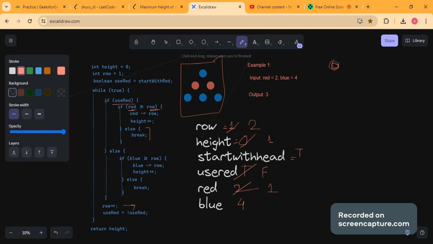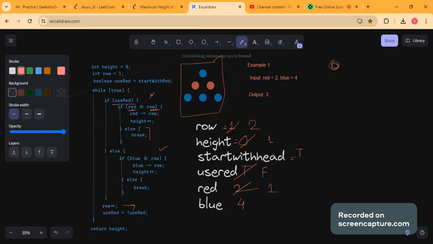Start with head will remain the same because I need to use that final answer and then I will compare whatever gives me the maximum value. So this will remain the same, and I would update use red. Basically I would take its complement. So if it was true, now I will take its false. It means that we are starting with the blue one. So, are we using the red ball? No. So, we would not look for this condition. Now, we will fall in this category.